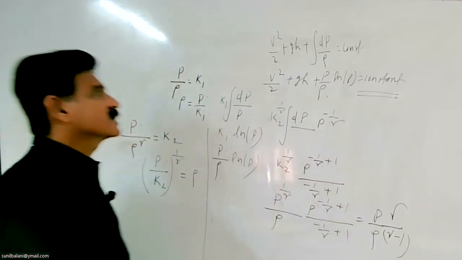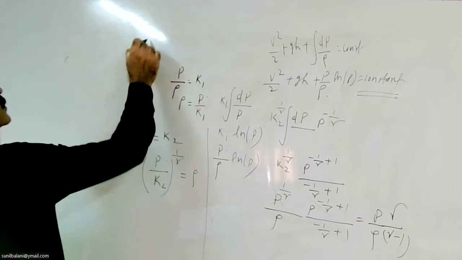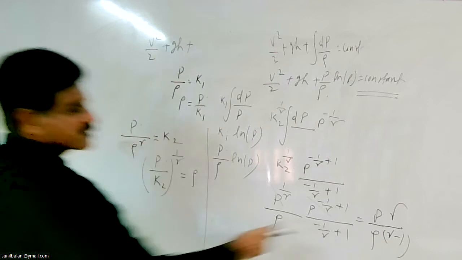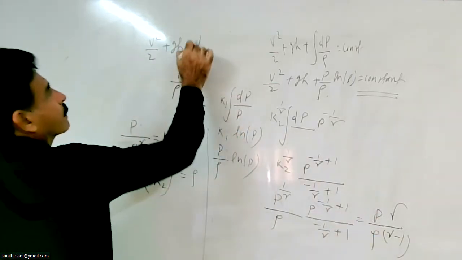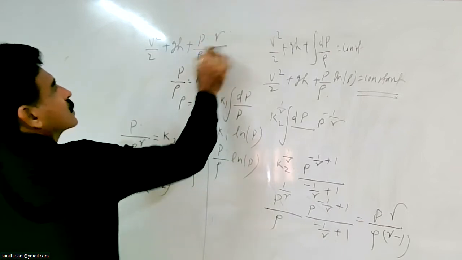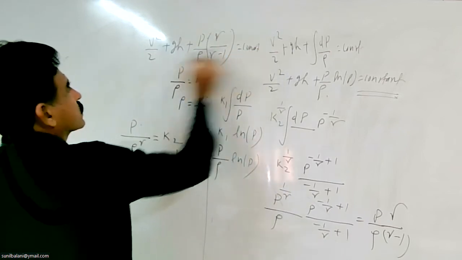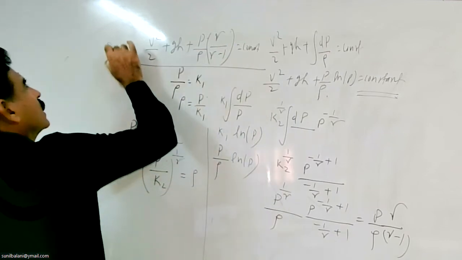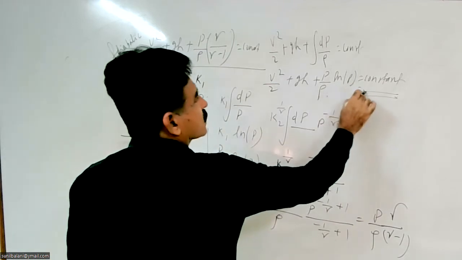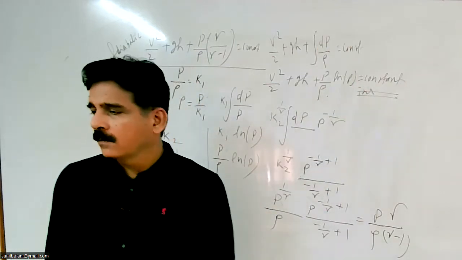So now in this case, your Bernoulli's equation becomes what? Your Euler's equation becomes v square by 2 plus gh plus p by rho, gamma over gamma minus 1, is equal to constant. This is in case of adiabatic. This is in case of isothermal, and this p by rho is the case of conventional Bernoulli's.